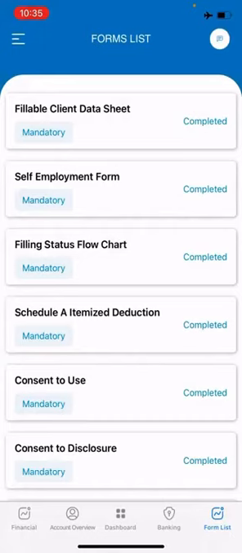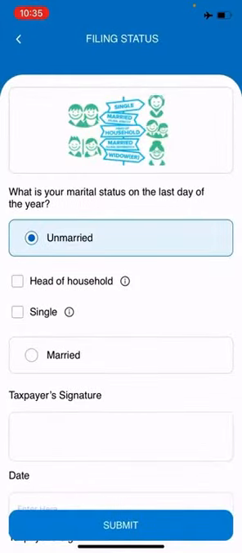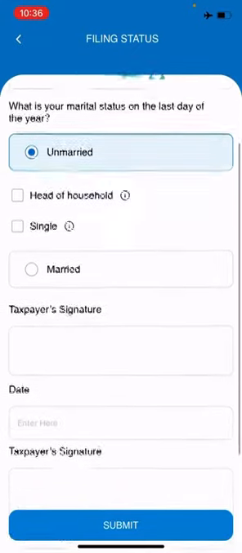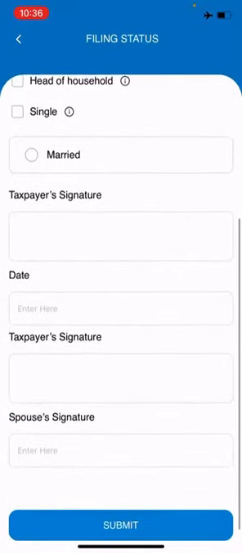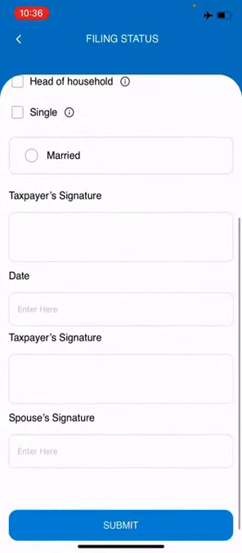Go ahead and move on to the next, which is our filing status flow chart. This is where you would let us know how you would like to file your filing status. If you're unmarried and single, you would select that. If you're head of household, then you would select that box. If you're single, or if you're married, you would sign, date, and your spouse would also sign and put their signature there as well.